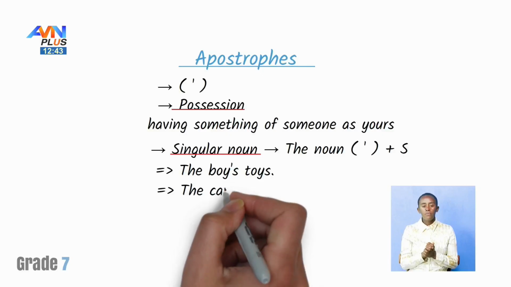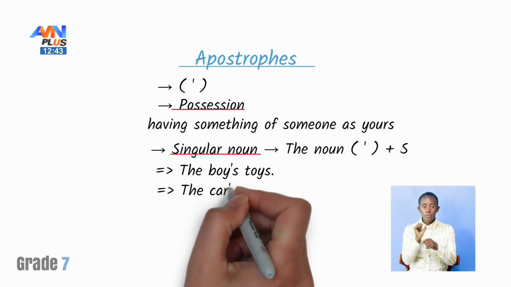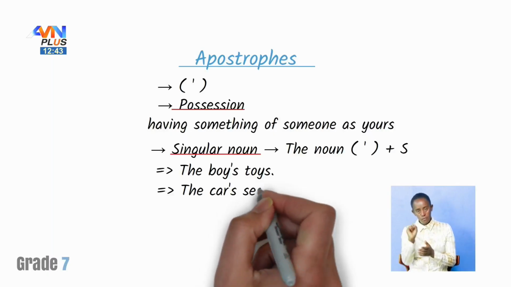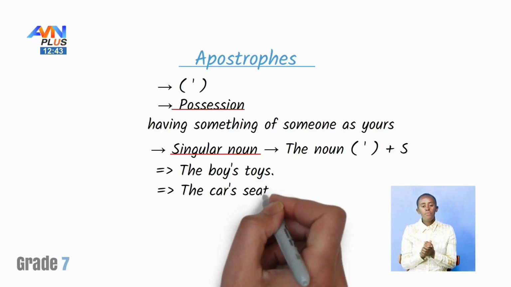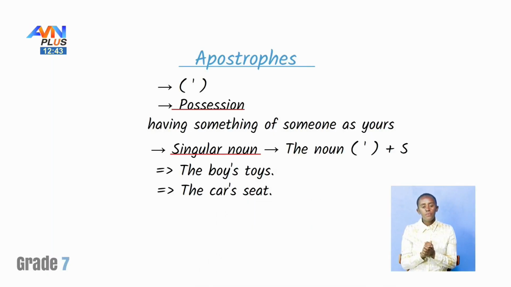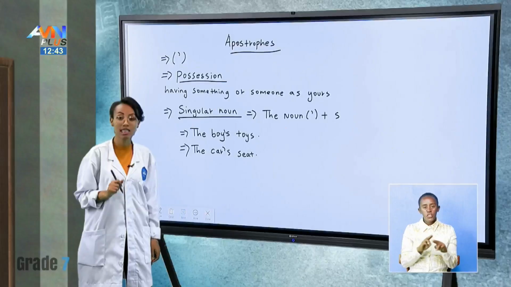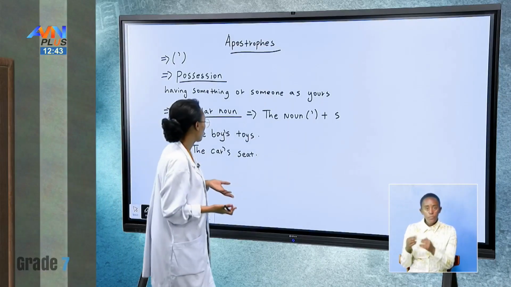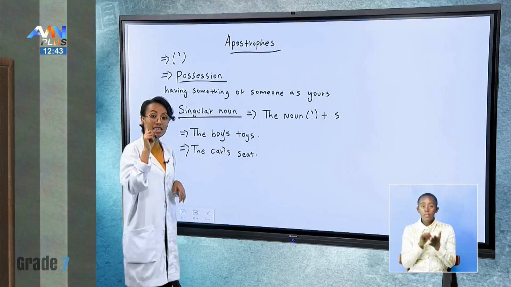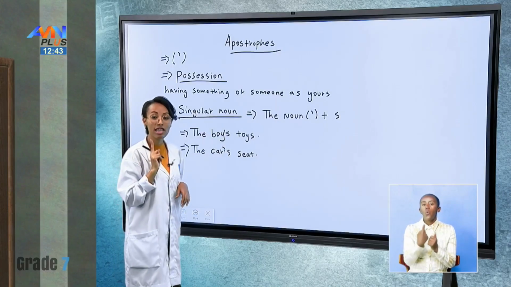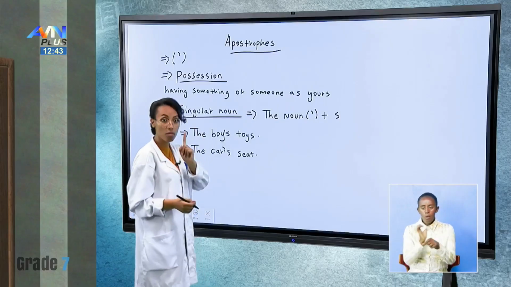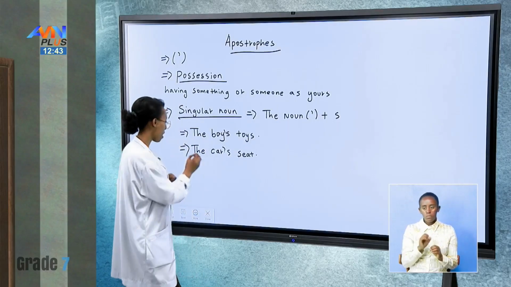The car's seat. The car, apostrophe and then S, the car's seat. So in a car, you have a seat. And that car is singular. We're not talking about many cars. We're only talking about the car. Okay?